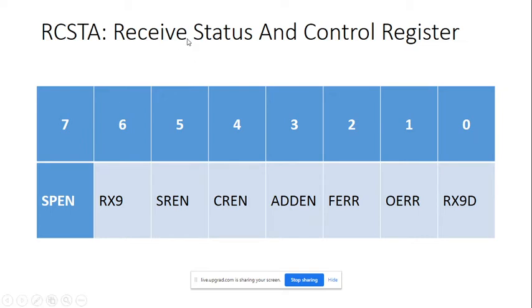Okay, now receive status and control register means it has some status bits as well as some controlling bits, means it is a combination of both. It is showing the status of the reception process, as well as controlling the reception process. In this fashion, it has both kinds of bits, and that's why it is called a receive status and control register. Now this is an 8-bit register. Here I will give an explanation of each bit.